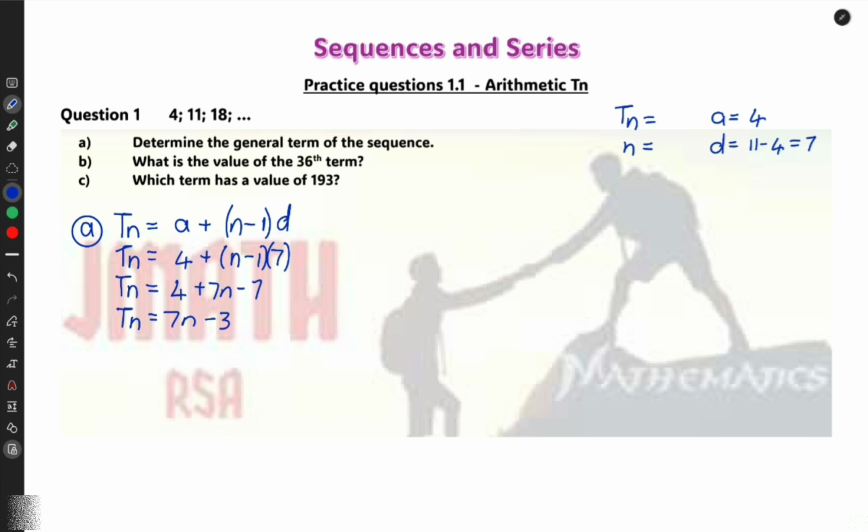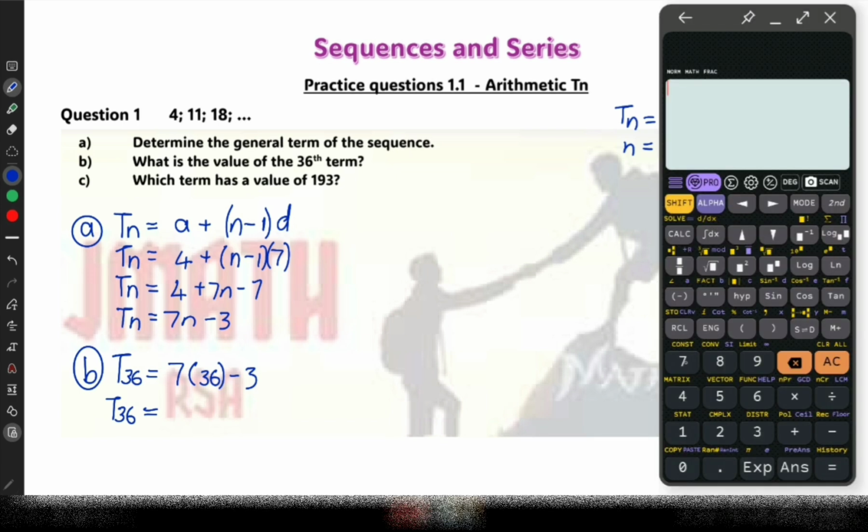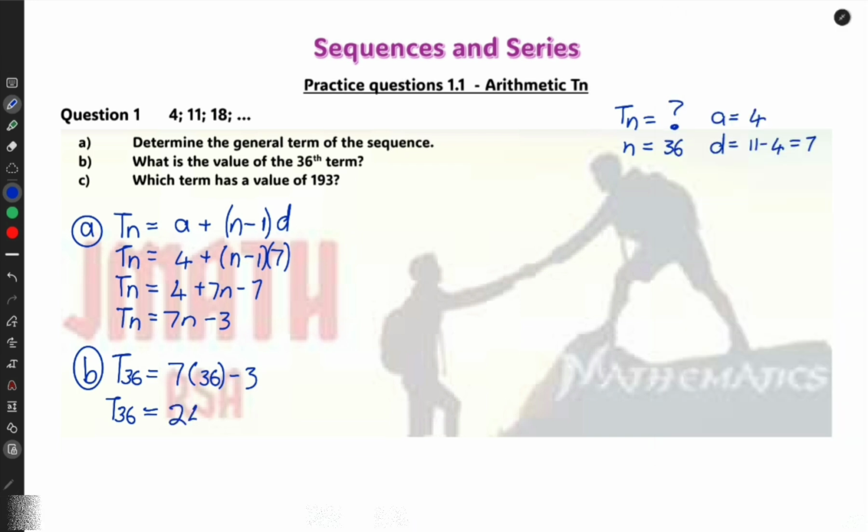Okay, question B, what is the value of the 36th term? They give me the position and are asking me for the value. So I can say I'm looking for T36, and I'm just going to sub in 36 in the place of n. There are no marks in between this step and the answer. Typing it into the calculator, 7 times 36 minus 3, so the answer is 249.